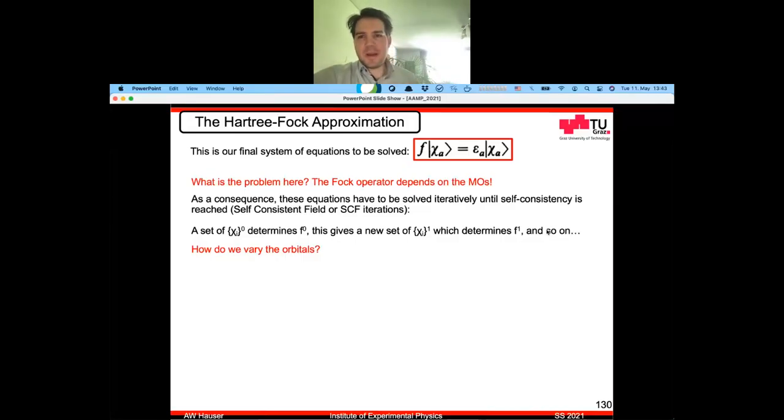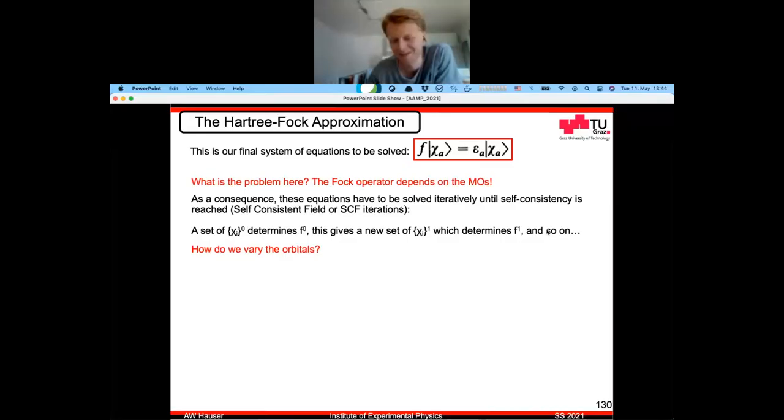But now let me come to this question. How would you probably vary this test function Ka? So how would you vary the orbitals? What would be a good choice? What's your guess? How would you do it? A good choice, or how you could do it just in principle? Both is okay, if you have an idea how to do it.